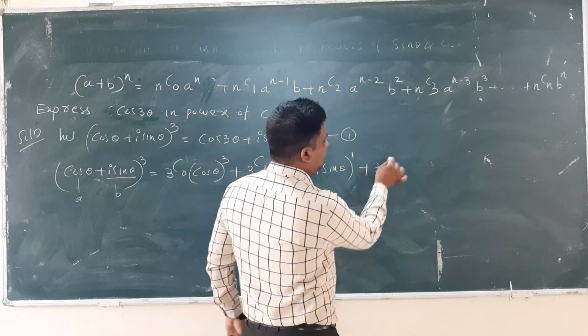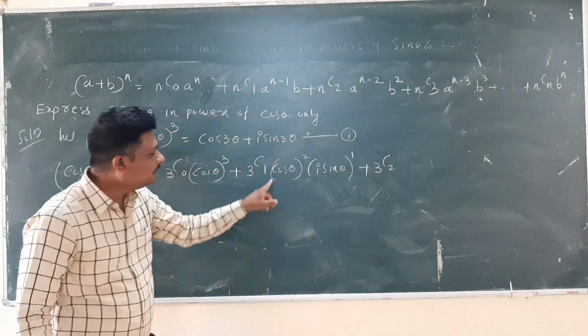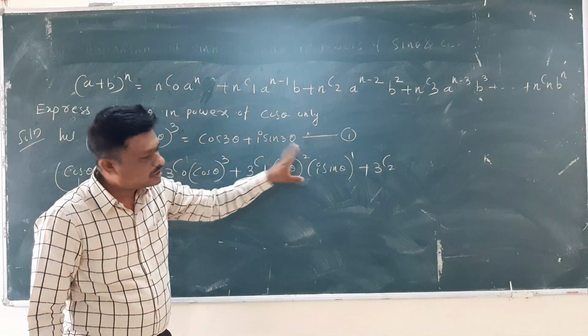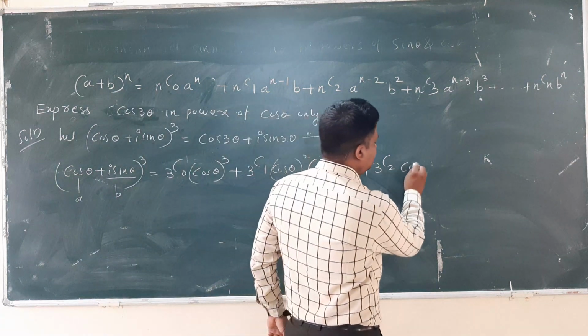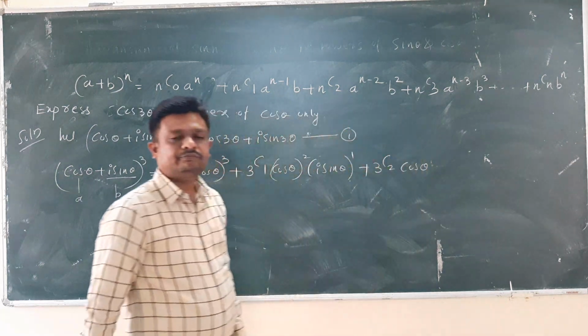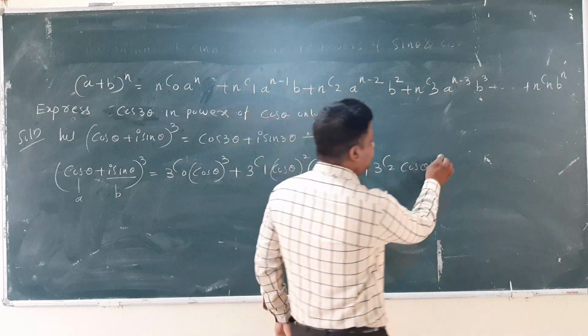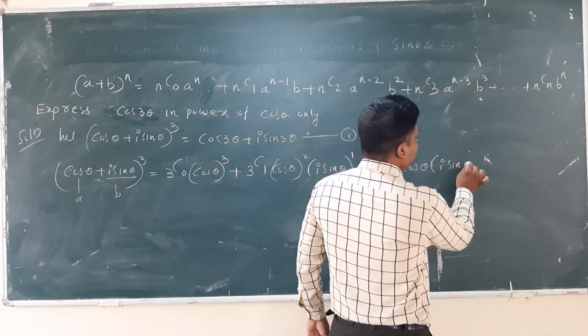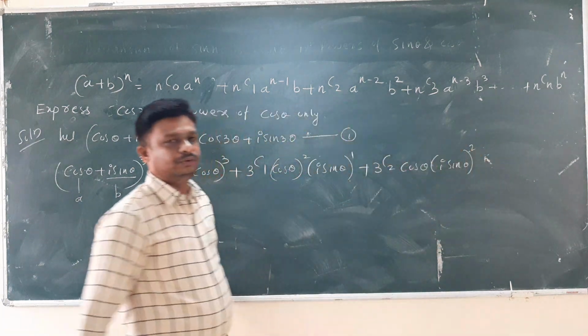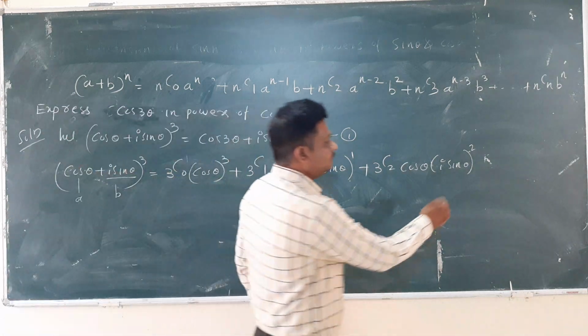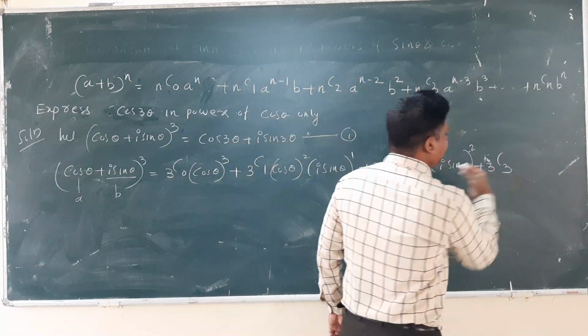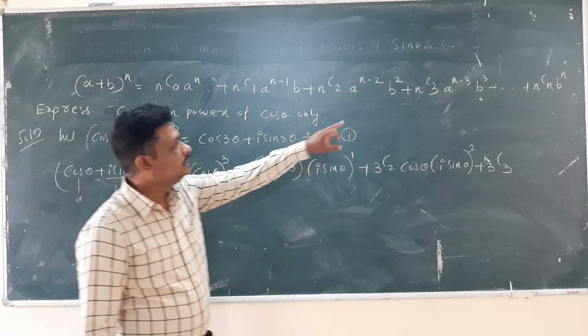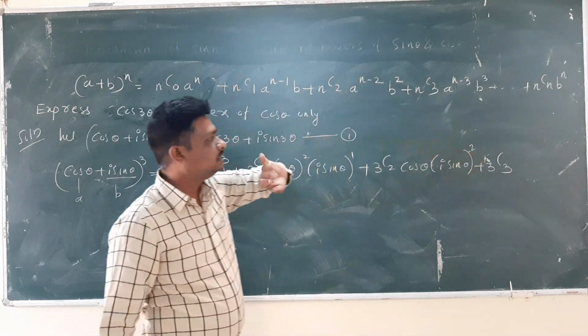Plus nC2, that is 3C2. Again decrease the power of cos by 1, so here I will get cos theta. Then I increase the power of i sin theta, so here I will get power as 2. Plus 3C3, nC3 means 3C3.